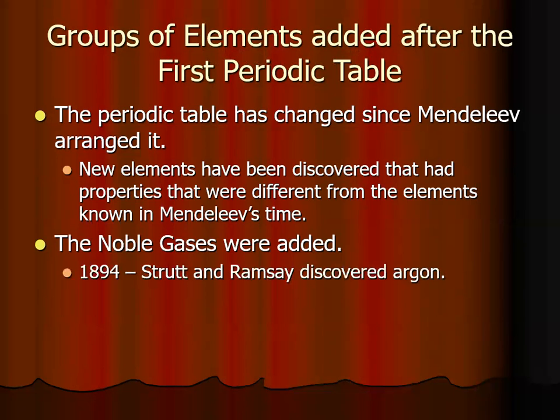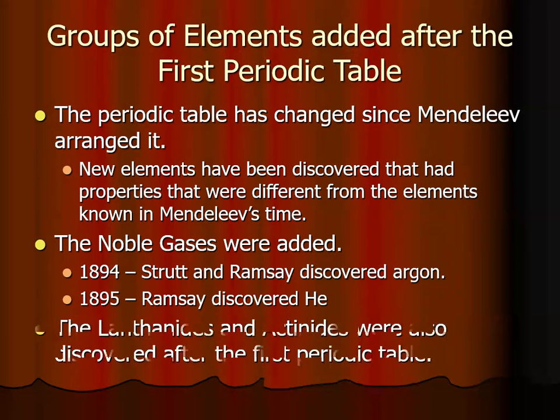Strutt and Ramsey discovered argon, and then Ramsey discovered helium. These were very difficult to find because they did not react. They were later changed. I think when they were first discovered they were called inert gases. But we know krypton and xenon do form a few compounds, but helium does not, and neither does argon.